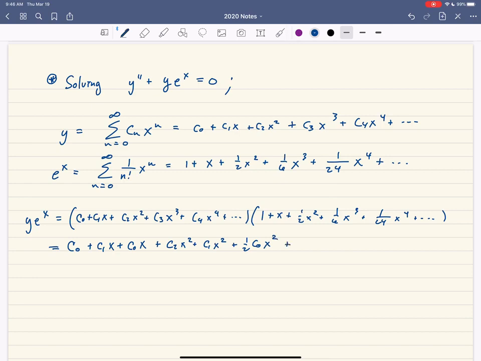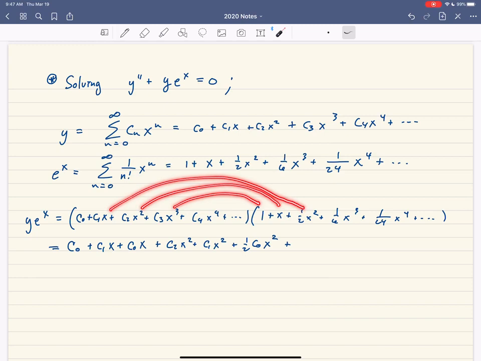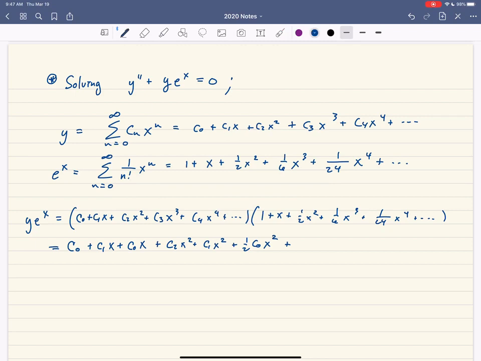Then let's do just one more term, up to x cubed. There are going to be 4 terms: c3x cubed and 1, c2x squared and x, c1x and the 1/2 x squared, and finally c naught and 1 over 6 x cubed. We're going to add all those up. So we get c3x cubed plus c2x cubed plus 1/2 c1 x cubed plus 1 over 6 c naught x cubed. And then we just keep doing this for as many terms as we want.